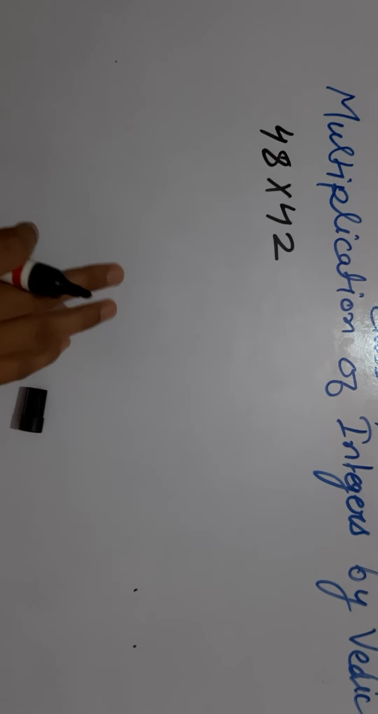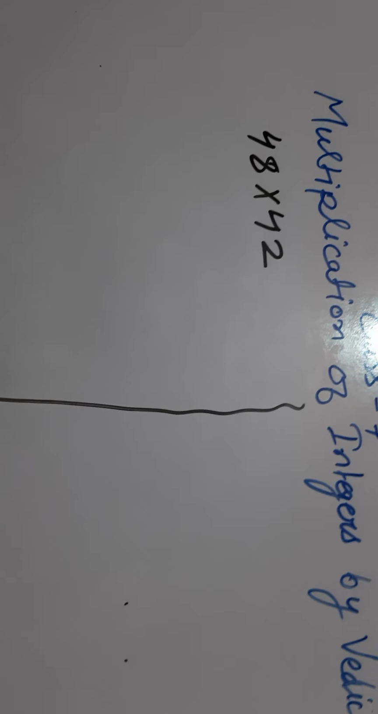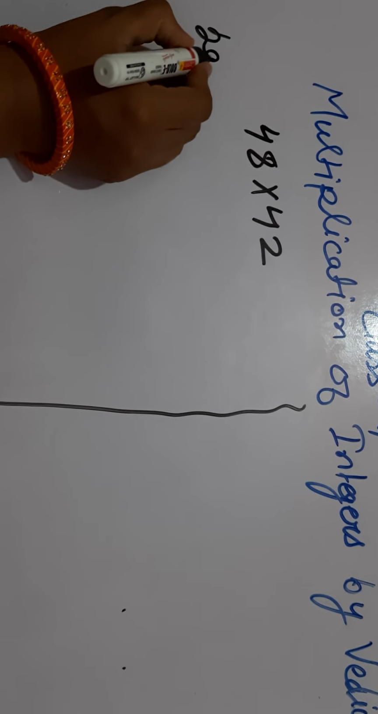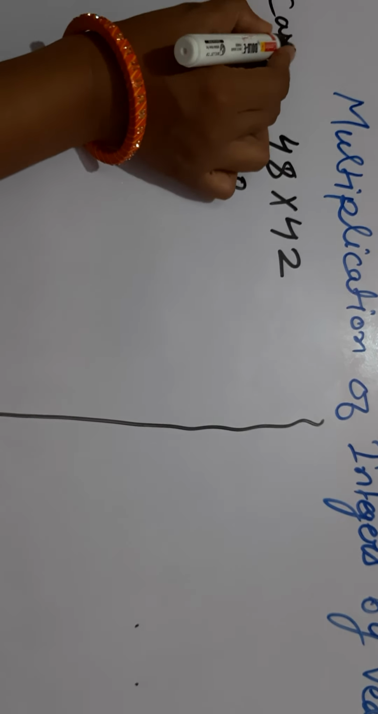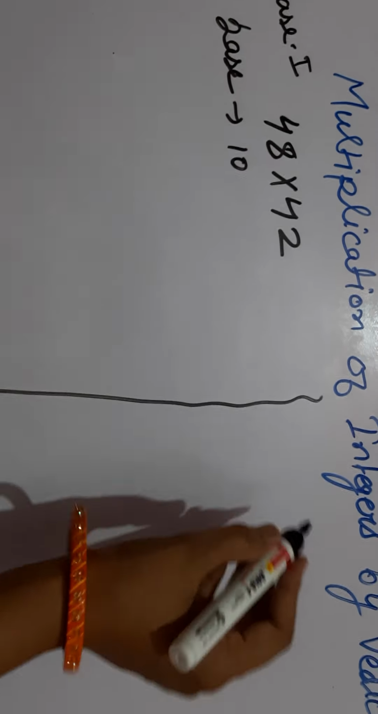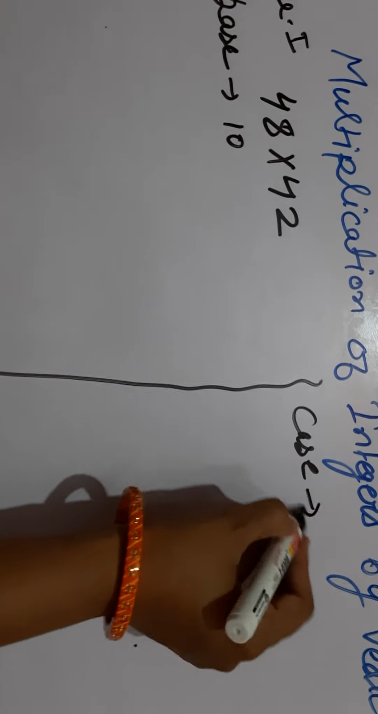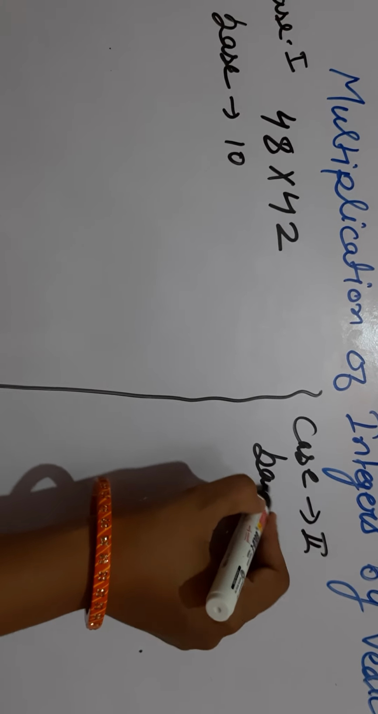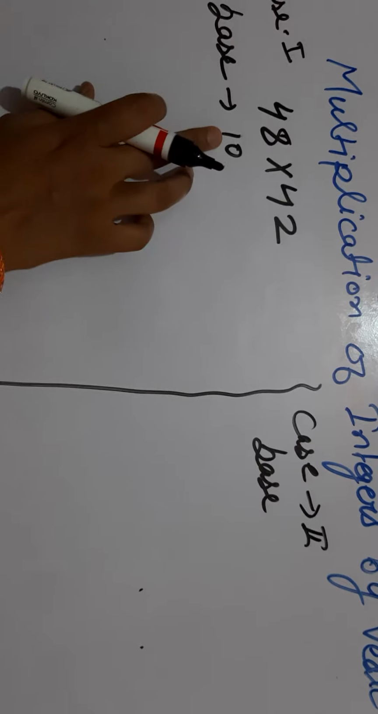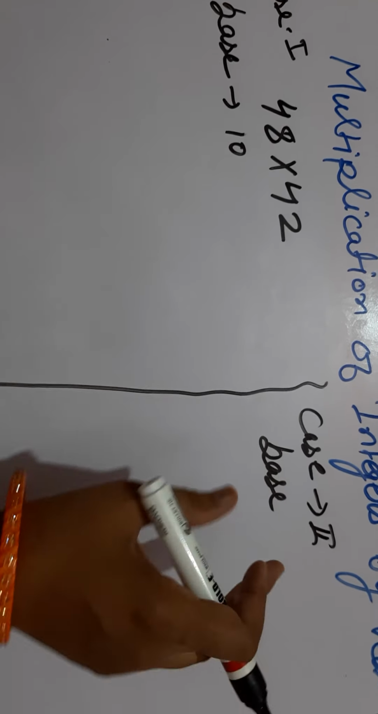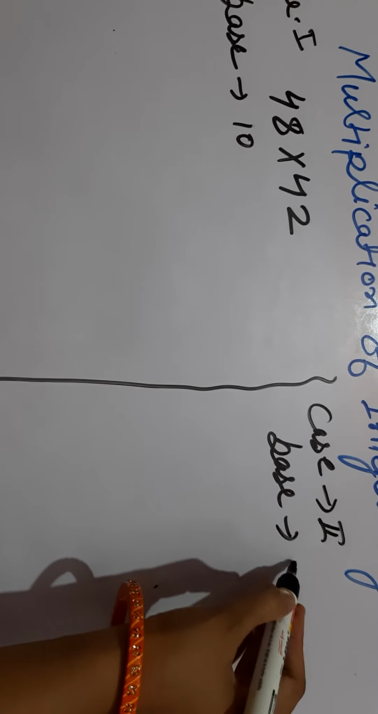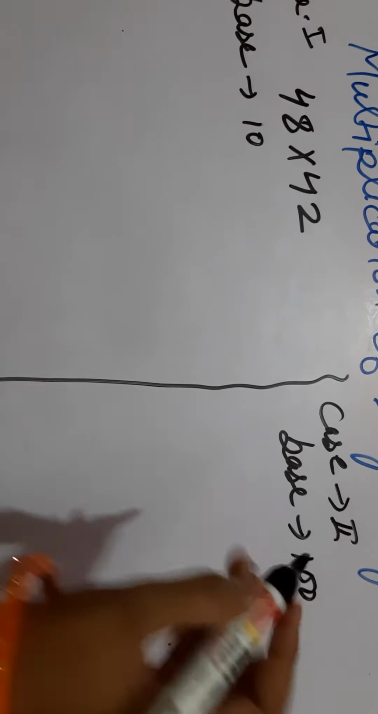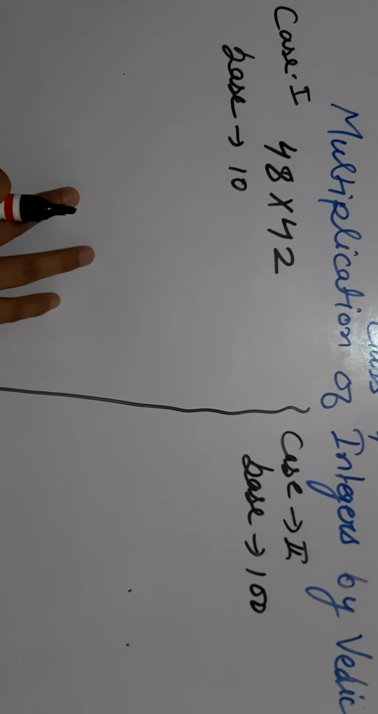So what can we do in this case? We can take two cases. First case, when the base is 10, and second case, when the base value is 100, because these numbers are far from 10 and similarly from 100, like a middle value between 10 and 100. Okay, so we can solve in both the cases. See carefully.